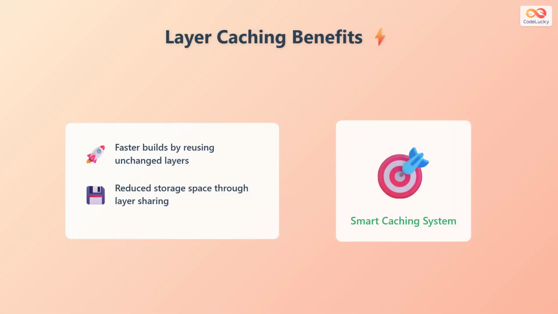Layer caching provides several benefits. First, faster builds. Docker reuses unchanged layers, significantly speeding up the build process. Second, reduced storage space. Layers are shared between images, minimizing disk usage. Docker's smart caching system identifies unchanged layers and reuses them from previous builds. This saves time and resources.